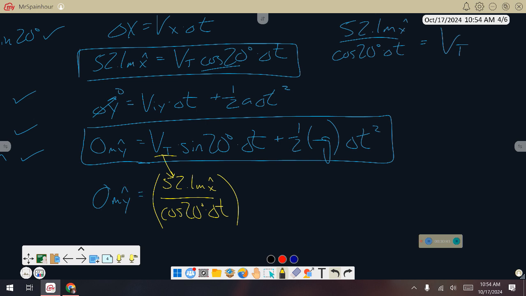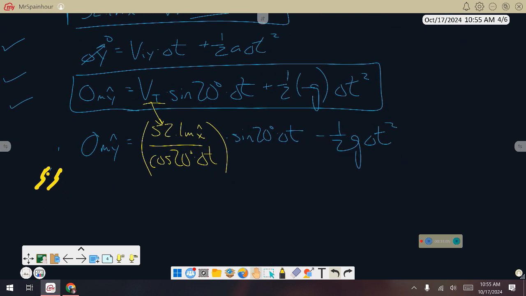So that's just Vt. A lot of times when people put this complicated thing in for Vt, they've written so much that they forget this part. But this should also be times the sine of 20 degrees delta t. I don't have to plug anything in here, but I'm just going to move that negative from the negative g up here. So it's negative 1/2 g delta t squared. And as icky as that is, all we have left to do is solve for delta t.